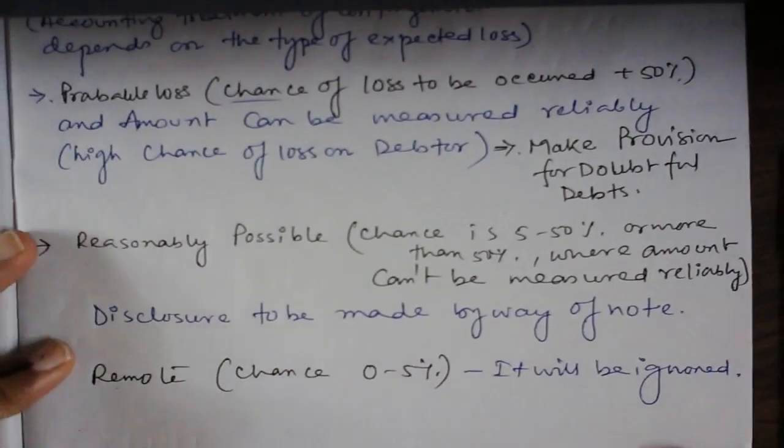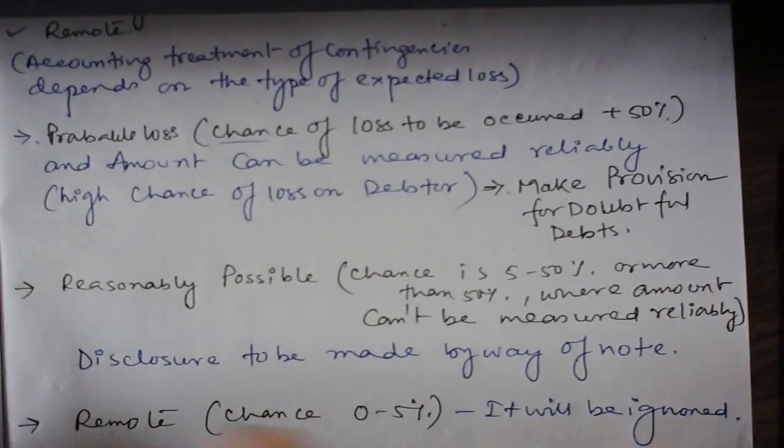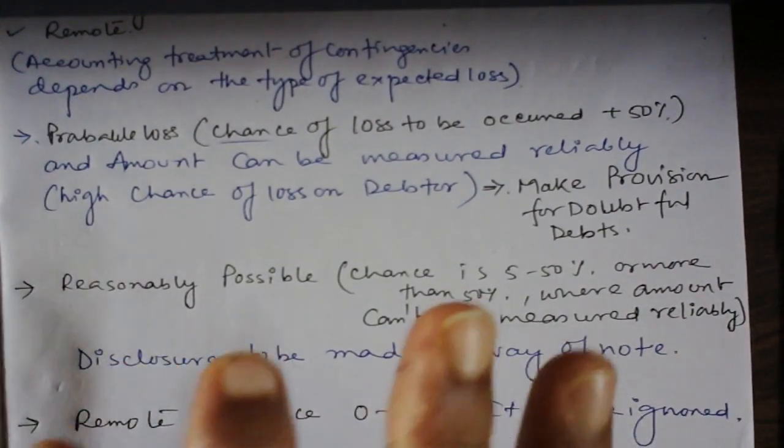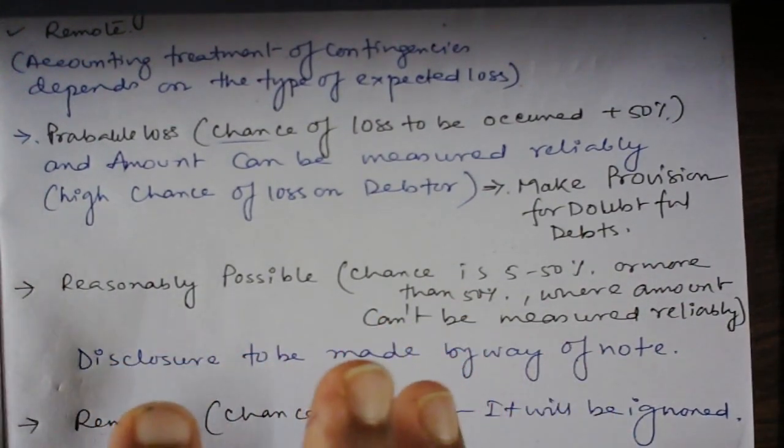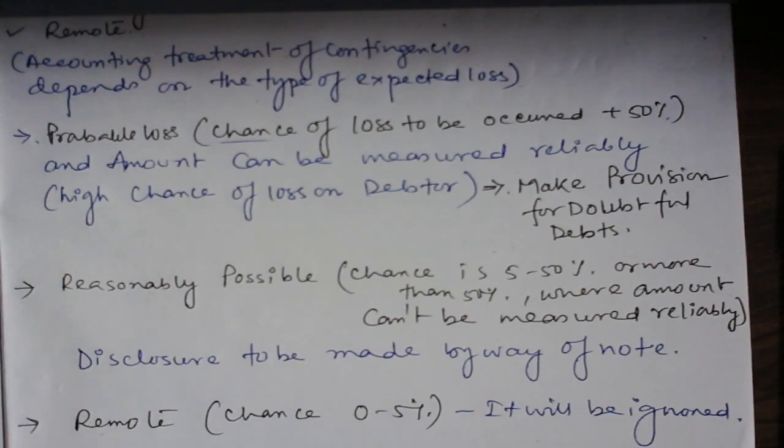Please make a note. ये तीन तरीके का मेरा अभी contingencies खत्म नहीं हुआ है. अभी बहुत सारा चीज़ है, वो हम लोग करेंगे. ठीक है. ये तो बेसिक चीजें समझ में आ गया. ओके.